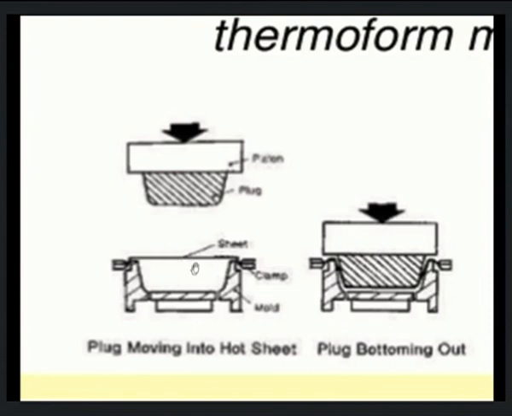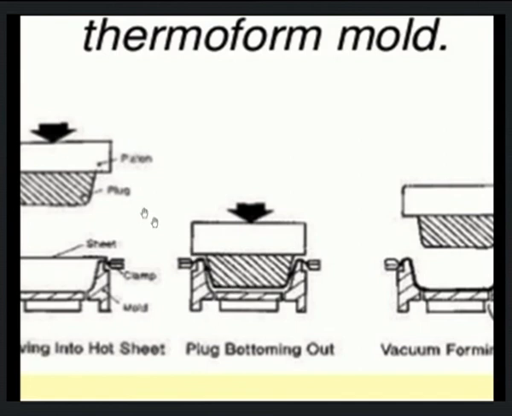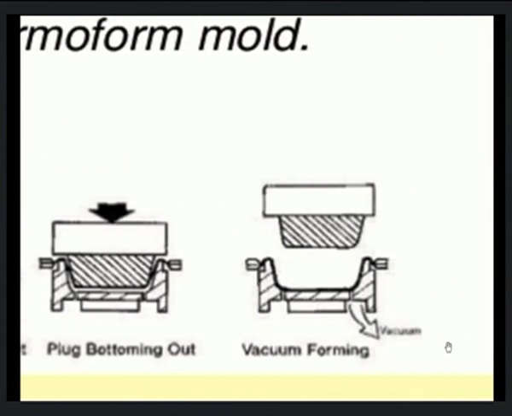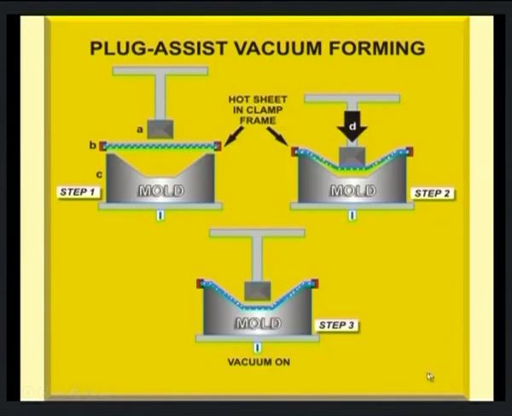In the earlier straight vacuum method, there is no such plug assist. As a result, the plastic sheet is not stretched; rather, on application of the vacuum, the plastic sheet is forced to take the shape of the mold. In the process, uniform thickness could not be maintained. But when you go for plug assist vacuum forming, before the vacuum is applied, the plastic sheet can be stretched by using this plug. That is how plug assist vacuum forming is different from the straight method.